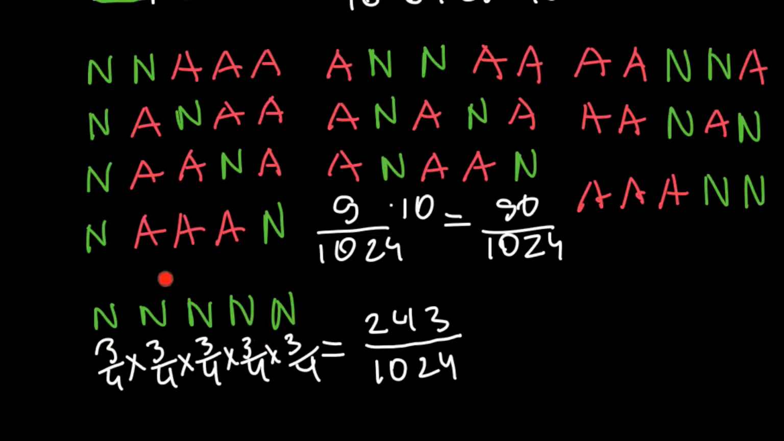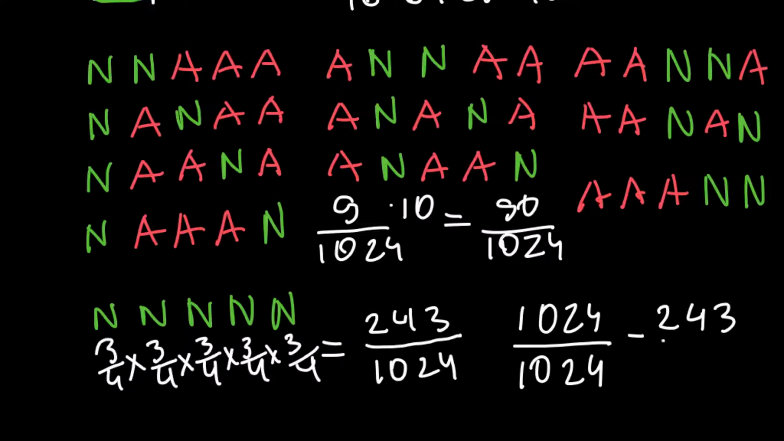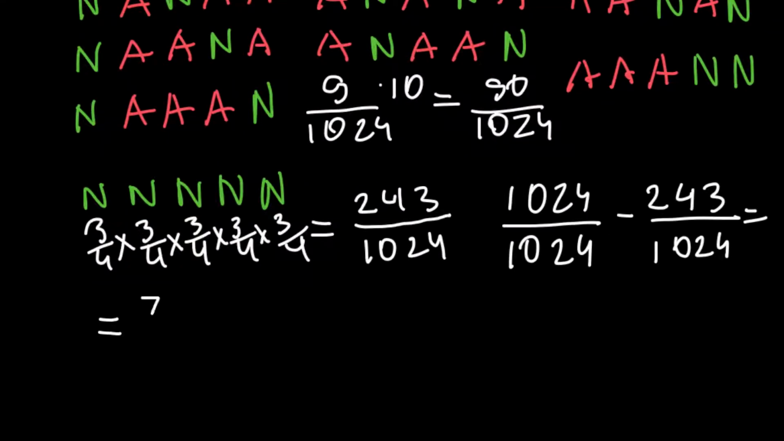This is the only variant when family would have 5 children and none of them would be affected. So basically we have to subtract from 1024 divided by 1024 that represent all the variants possible, this probability. So minus 243 divided by 1024, and the answer going to be 781 over 1024.